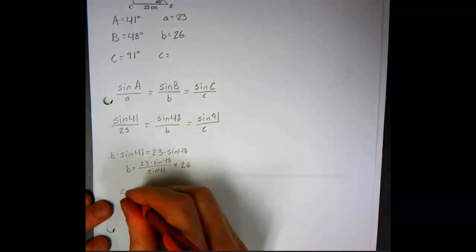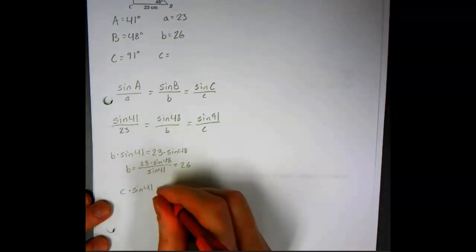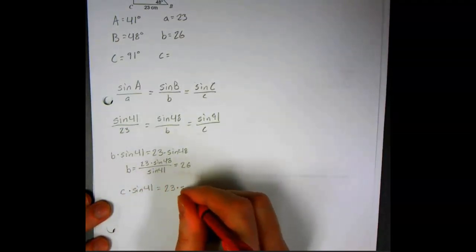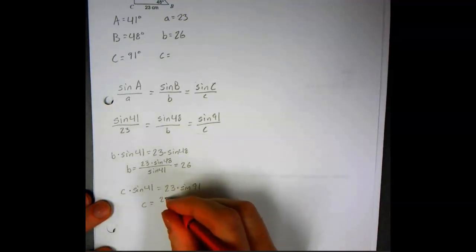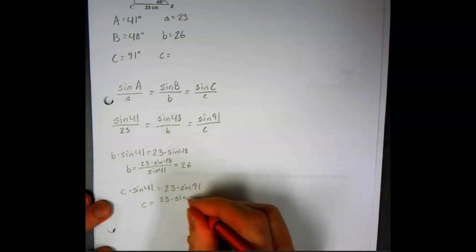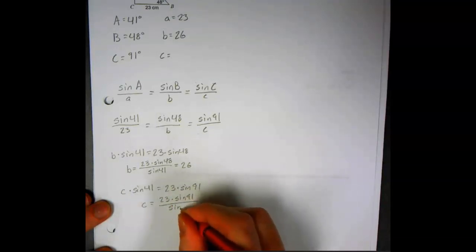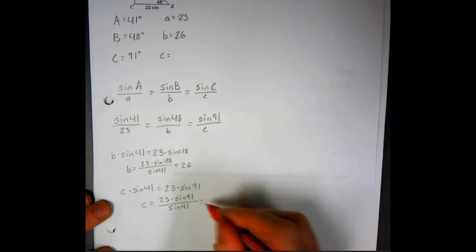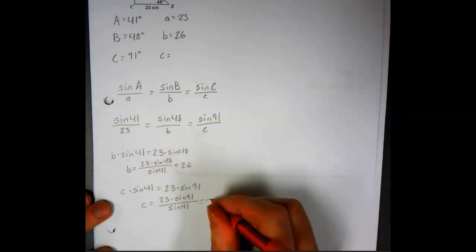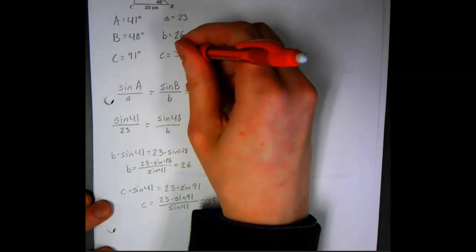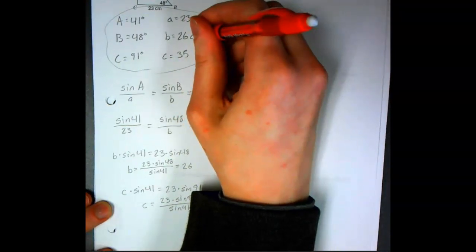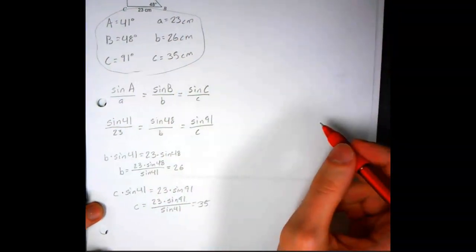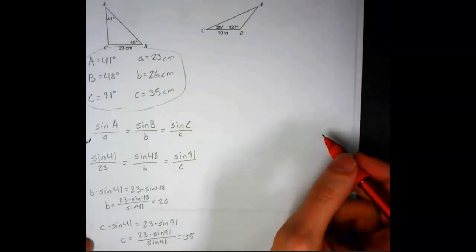We'll have C times sine of 41 equals 23 times the sine of 91. We'll divide both sides by the sine of 41. So we'll have C equals 23 times the sine 91 over the sine of 41. When we plug that into the calculator, we should get 35. So these are your answers for our first problem. The second one, you're going to be doing the same thing.